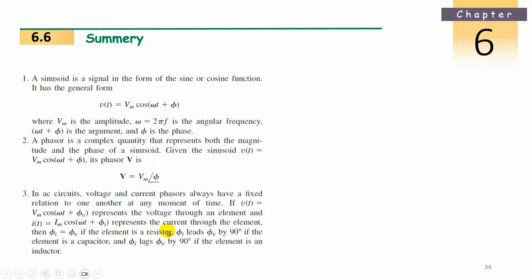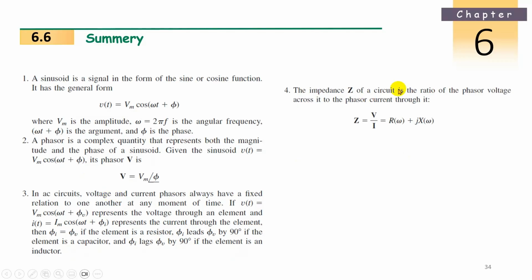Now, if φI leads φV by 90 degrees, that is, φI equals φV minus 90 degrees, then the element is a capacitor. If φI lags φV, that is, φI equals φV plus 90 degrees, then it is called an inductor, and we can know it is an inductor. This may come in the quiz also, be careful.